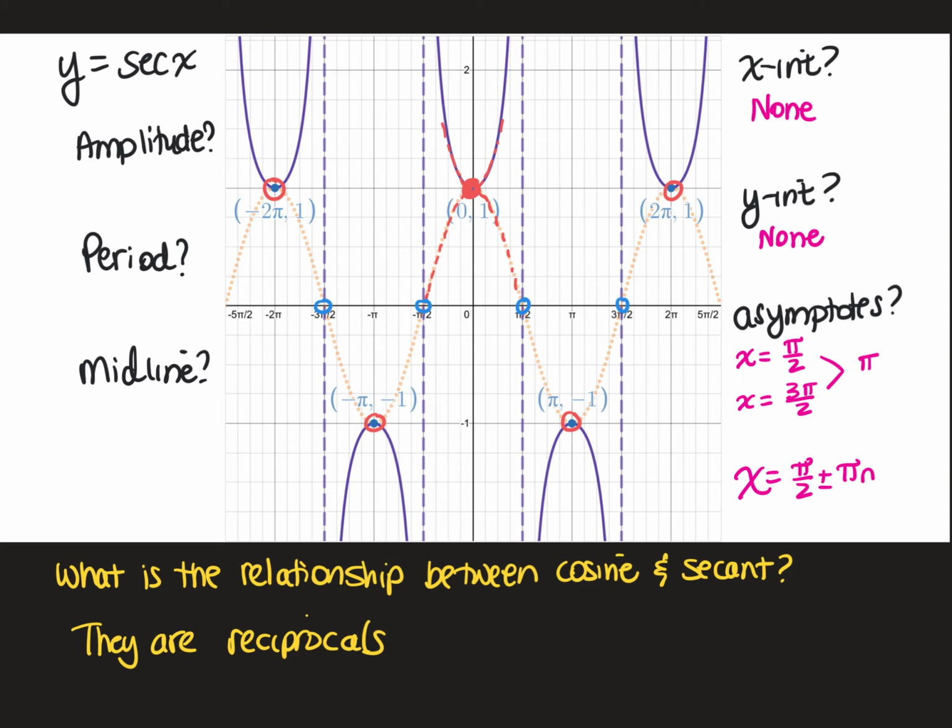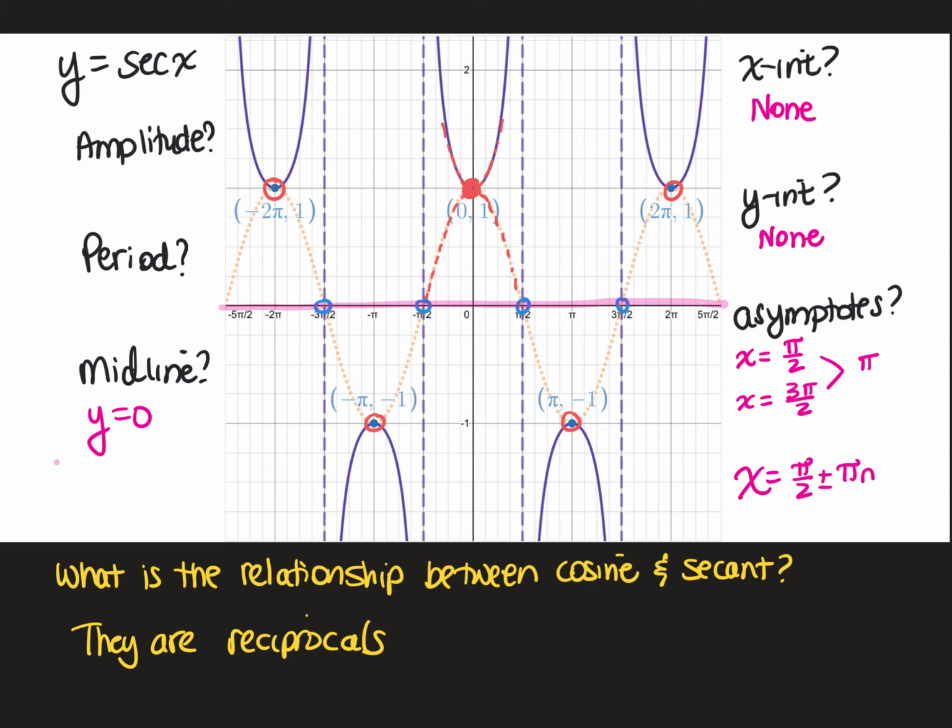Midline, once again, hopefully you're starting to see a pattern here. Our midline is still at y equals 0. The period of the function is very similar to the cosecant graph. If we look at the beginning of the period, we'll mark with a green dot.